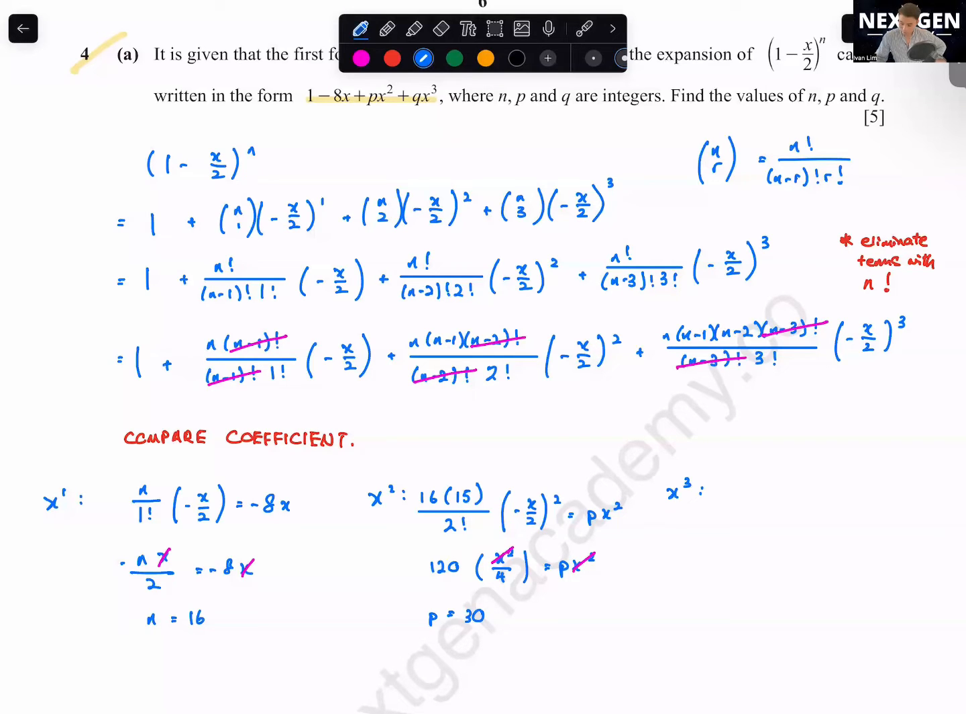X cubed, you take 16 times 15 times 14 over 3 factorial minus x over 2 cubed, which is equals to qx cubed. Simplify it, you'll get 560 minus 1 over 8 x cubed equals to qx cubed. The x cubed and x cubed you cancel off. Your q will be 560 over minus 8, which is negative 70.